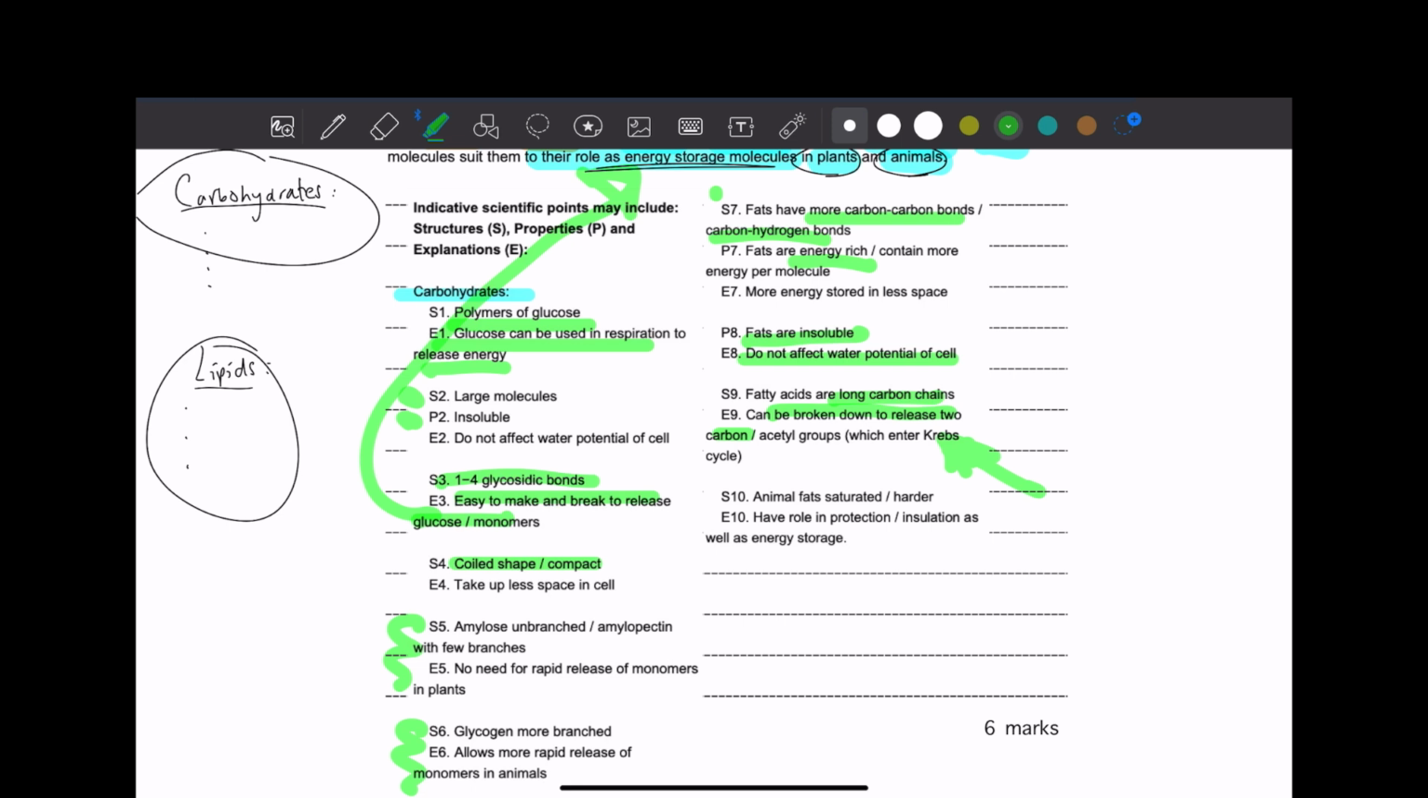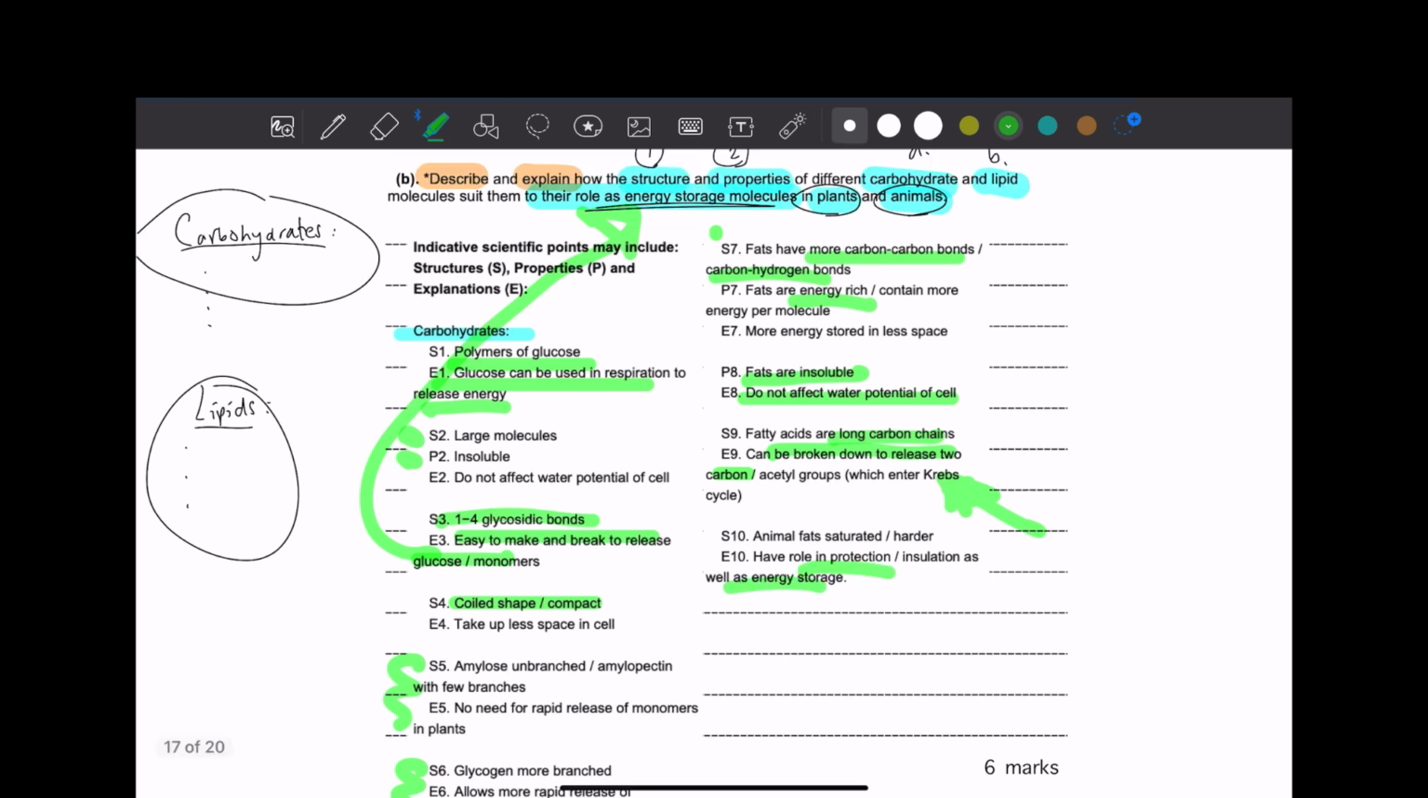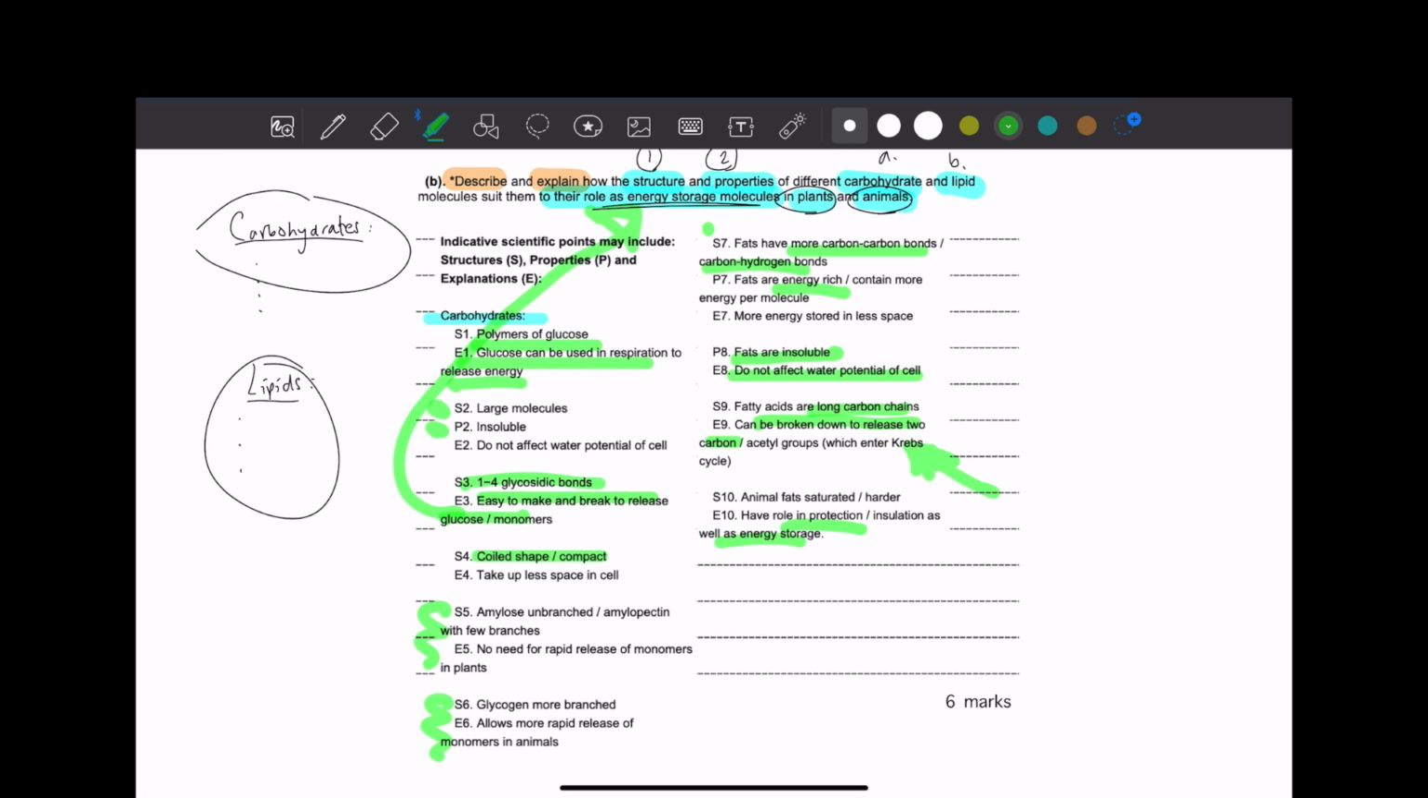Okay? So, as I said before, say everything you know under the sun about those two things. And that's pretty much what you need to do.